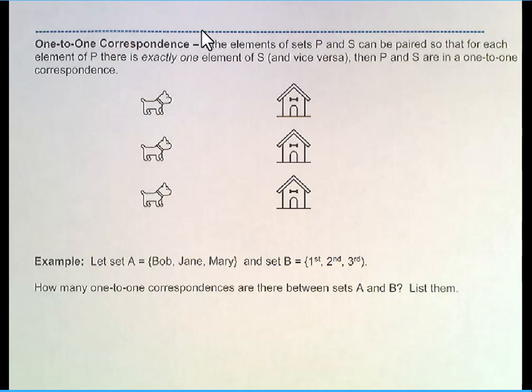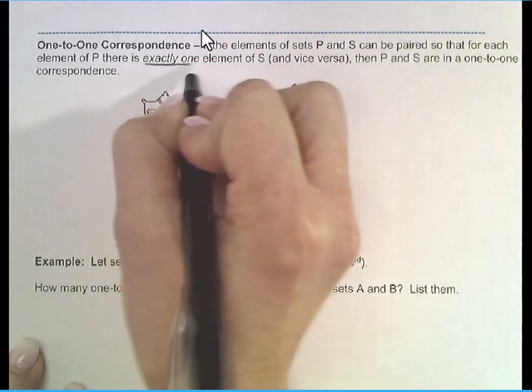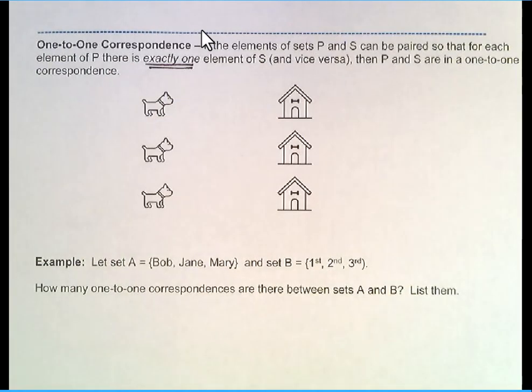So what is a one-to-one correspondence? All right. If the elements of sets P and S can be paired so that for each element of P, there's exactly one element of S and vice versa, then P and S are in what's called a one-to-one correspondence.